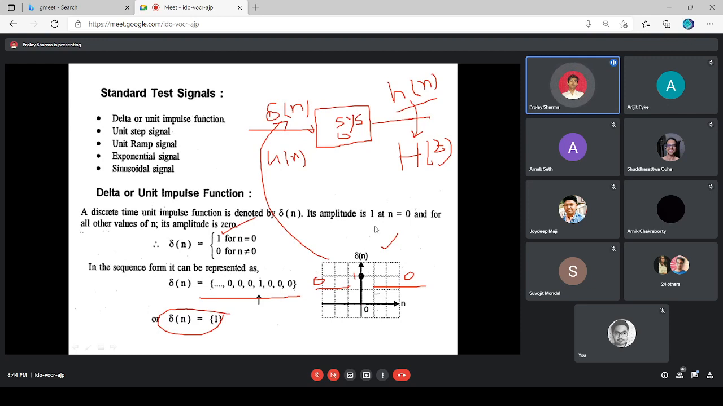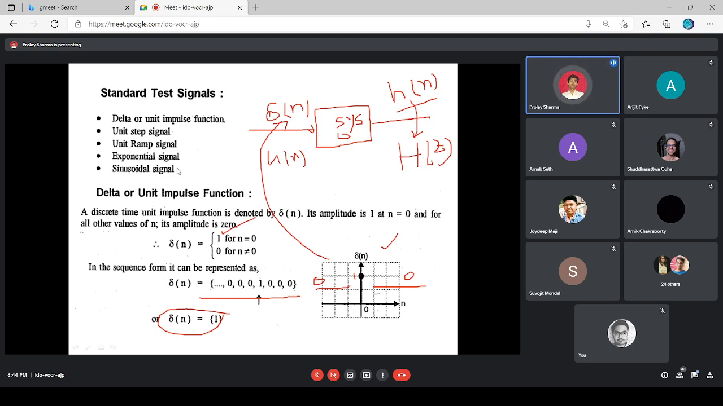Now let's discuss the standard signals. We have used one standard signal in the last slide. These are the standard signals we have: delta or unit impulse function, unit step function, unit ramp function, exponential signal, and sinusoidal signal. These are the standard test signals.